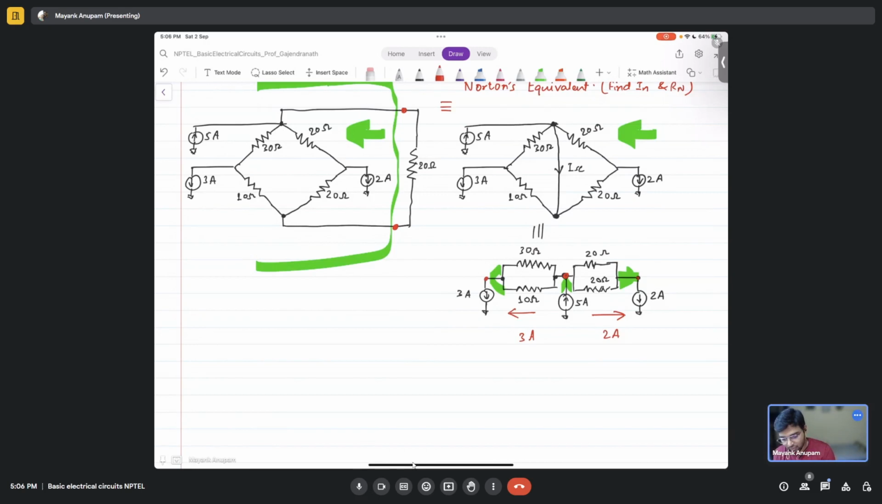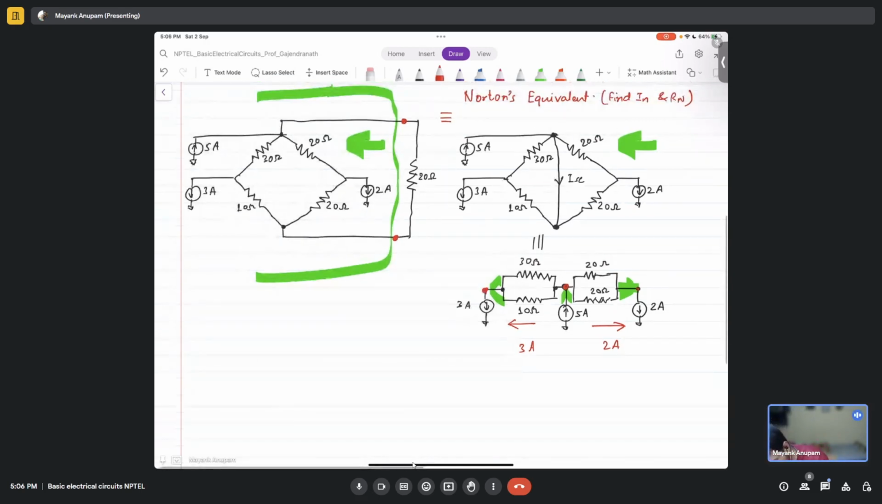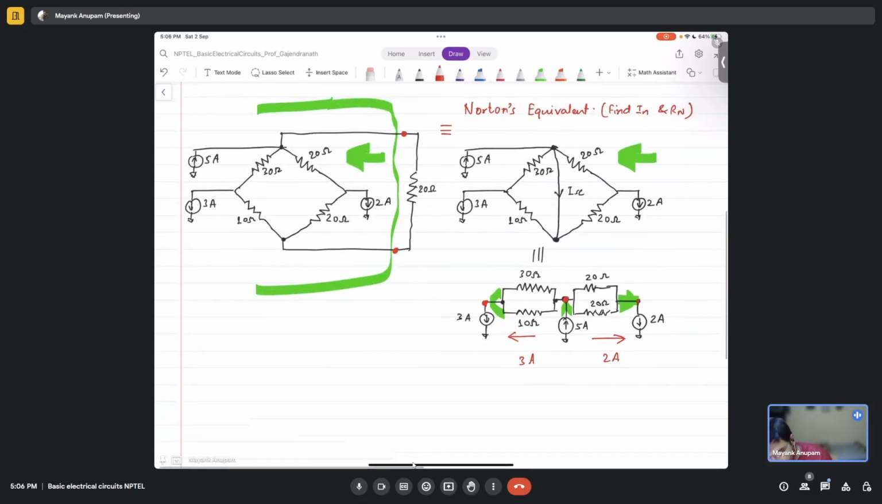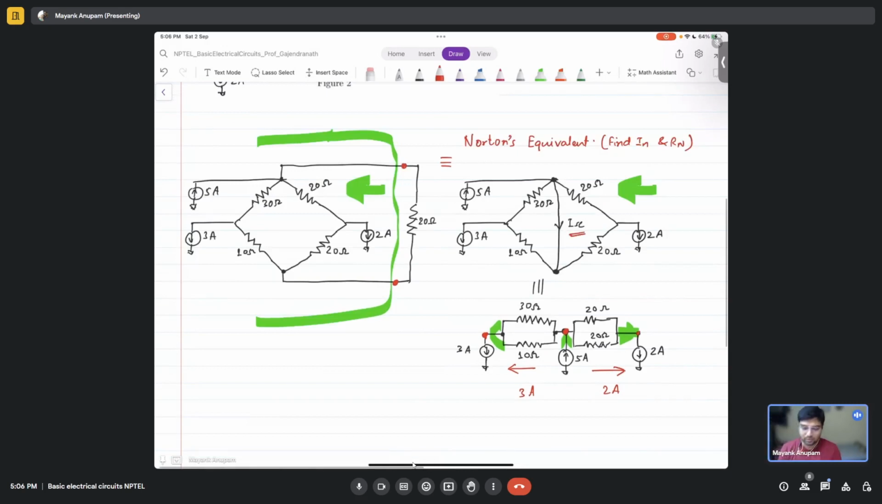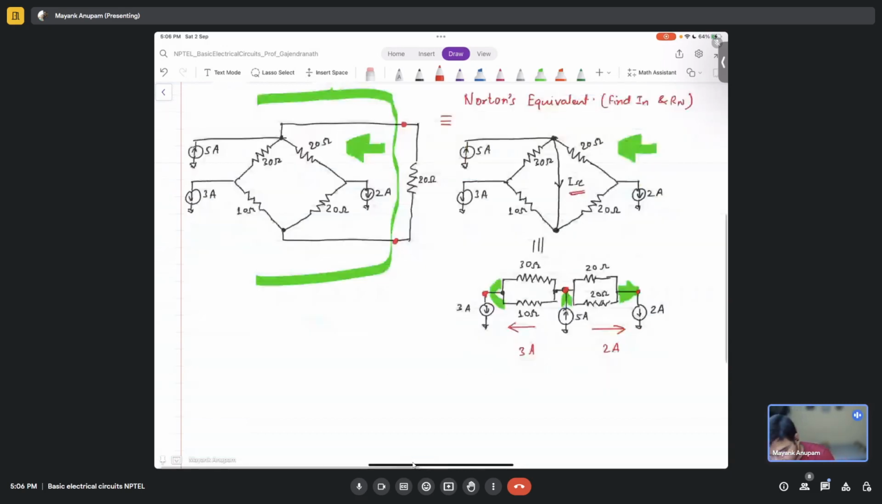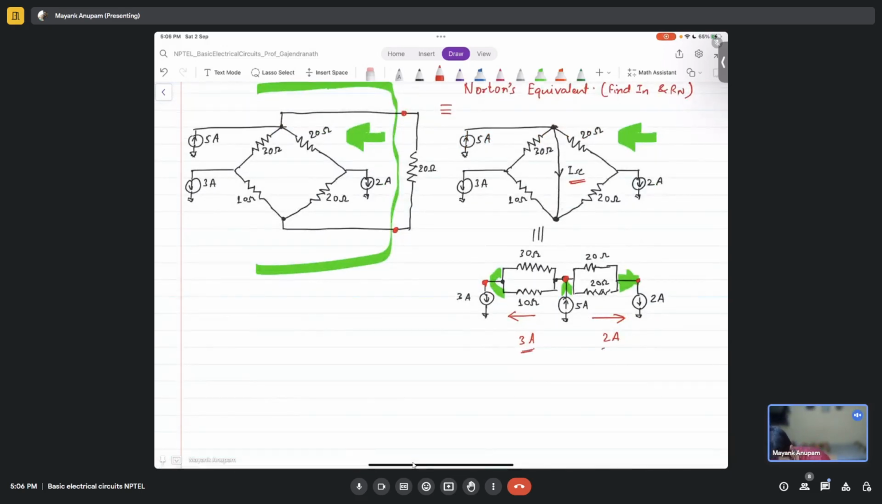So tell me, do you need to find out the voltages here? What is my ultimate goal here? I want to find this short circuit current ISC, right? I already know the current flowing through this, 3 ampere and 2 amperes. So I need to only find out what is the current going in each of these, and then I will also be able to find the short circuit current, isn't it?